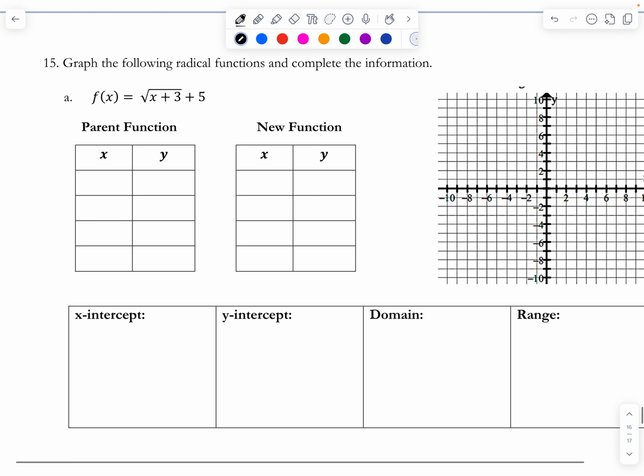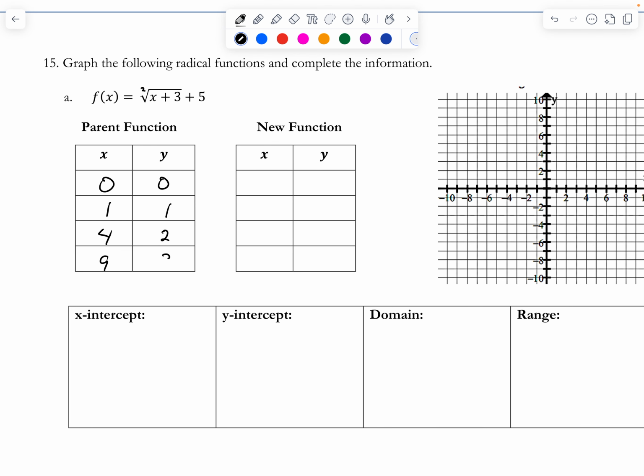All right, so hopefully you know the original points here for this parent function. This is a square root because of that index of 2 there. So I'm going to have 0, 0, 1, 1. The square root of 4 is 2, and the square root of 9 is 3. For my new function, I'm going to subtract 3, remember, thinking the opposite for inside, and I'm going to add 5 to my y values. So that's negative 3, negative 2, positive 1, and 6. Adding 5.